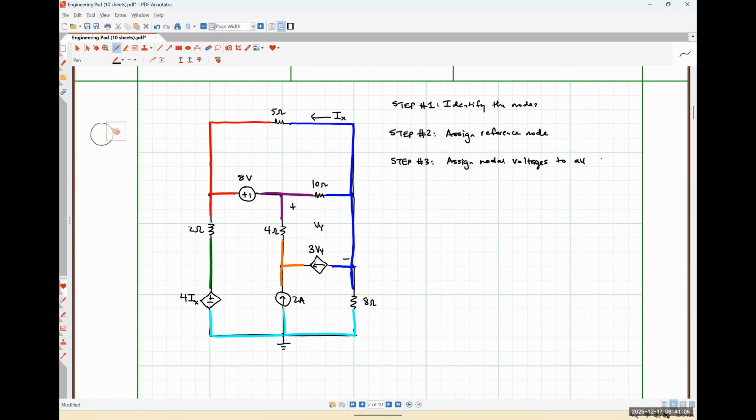To all of our non-reference nodes. So I'm going to say that this guy is node A that has some nodal voltage VA. Then we'll have node B with some nodal voltage VB. Here's node C with some nodal voltage VC. Here's node D with a nodal voltage VD. And lastly, here's node E with a nodal voltage VE. Okay.